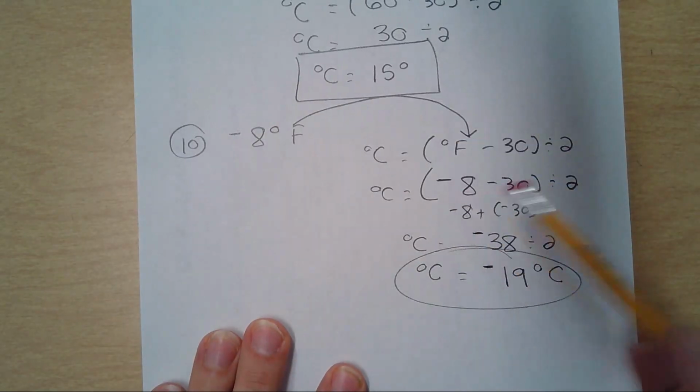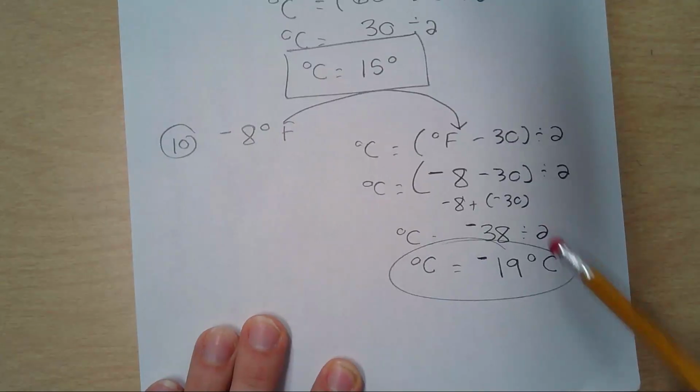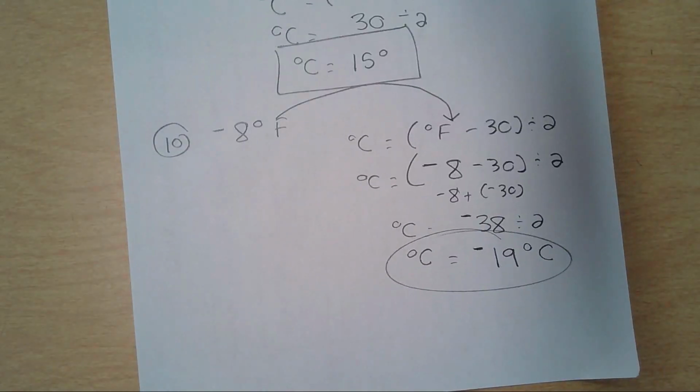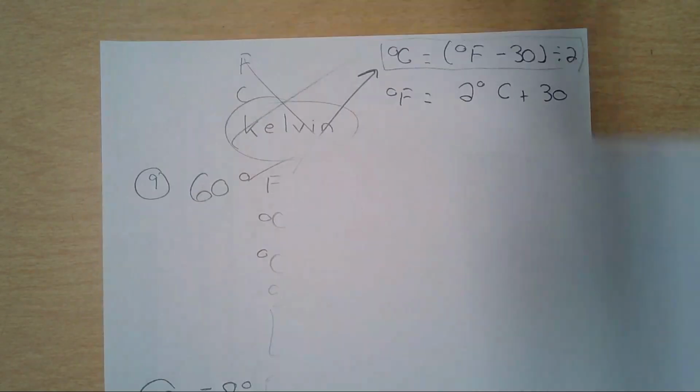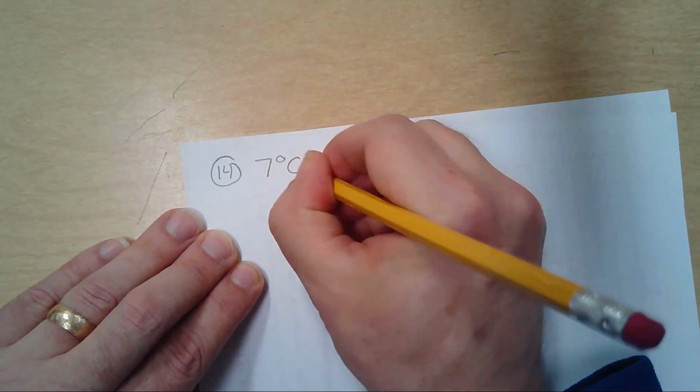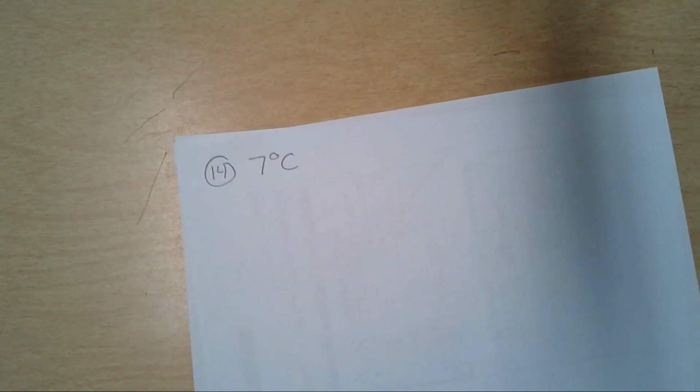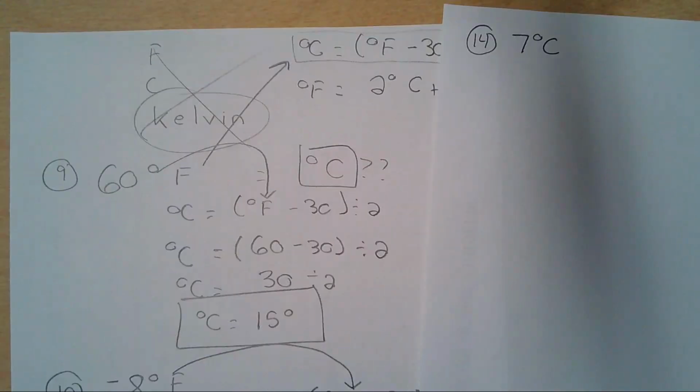Plug it in, solve, divide, there you go. All your answers should be integers today. There's no decimals, no fractions in any answers at all. Okay, we're going to practice some more of these, I promise. But let's look at number 14. And this time, I got 7 degrees Celsius. Don't copy me.